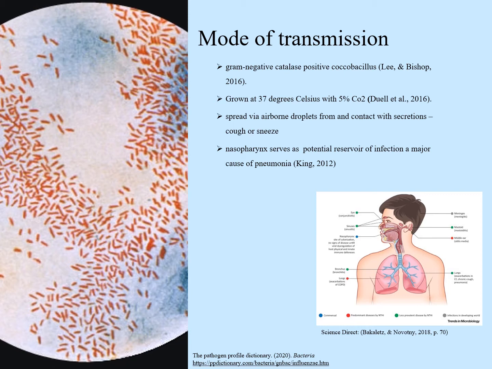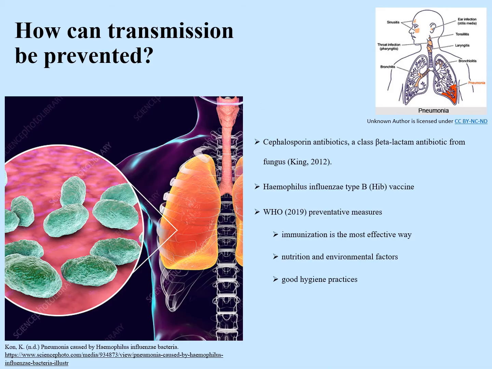Haemophilus influenzae causes a variety of local and systemic infections, which is spread by the airborne droplets and contact with secretions such as coughs and sneezes. Bacterial colonization in the upper airway is a prerequisite of all these infections.